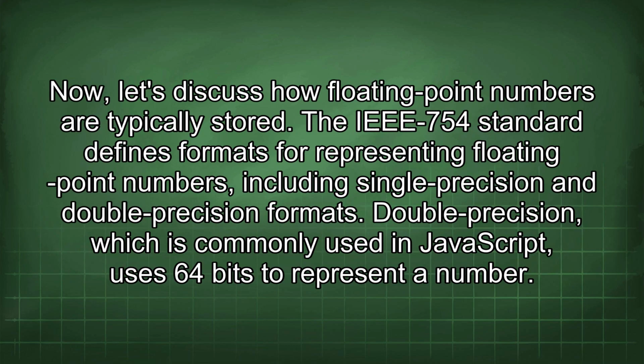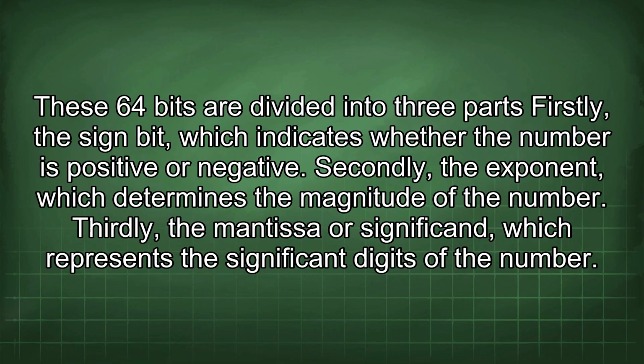Now let's discuss how floating point numbers are typically stored. The IEEE 754 standard defines formats for representing floating point numbers, including single precision and double precision formats. Double precision, which is commonly used in JavaScript, uses 64 bits to represent a number. These 64 bits are divided into three parts. Firstly, the sign bit, which indicates whether the number is positive or negative. Secondly, the exponent, which determines the magnitude of the number. Thirdly, the mantissa or significand, which represents the significant digits of the number.